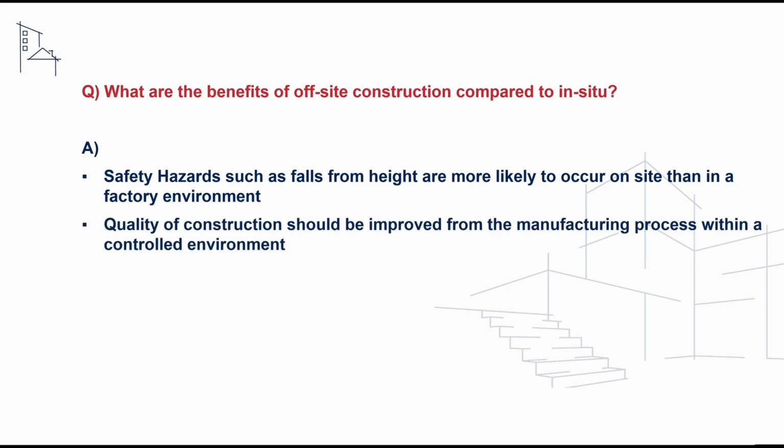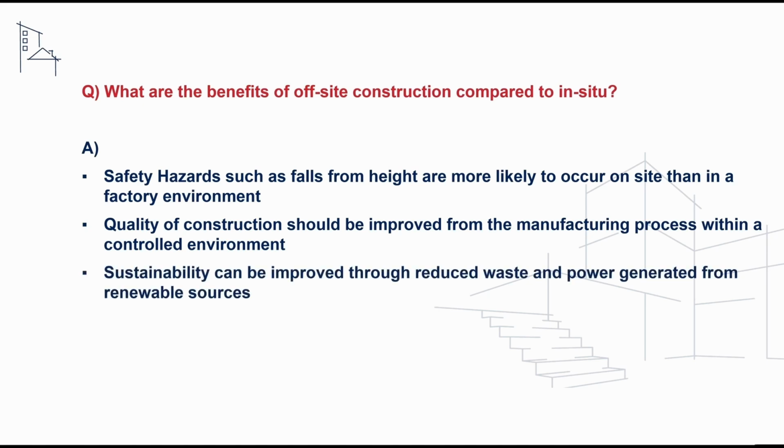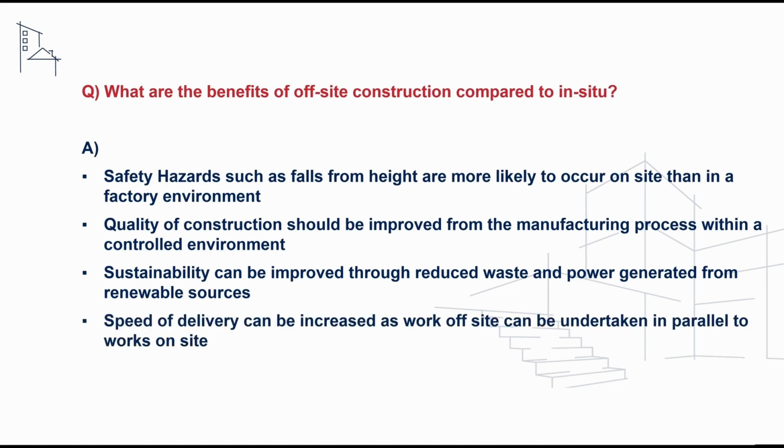Quality of construction should be improved from the manufacturing process within a controlled environment. Sustainability can be improved through reduced waste and power generated from renewable sources. Speed of delivery can be increased as work off-site can be undertaken in parallel to works on-site.